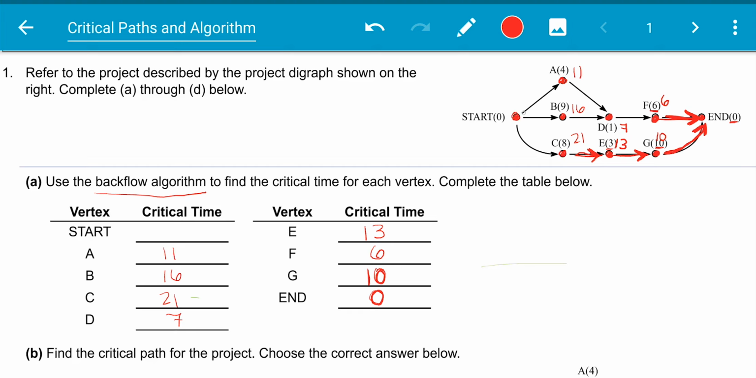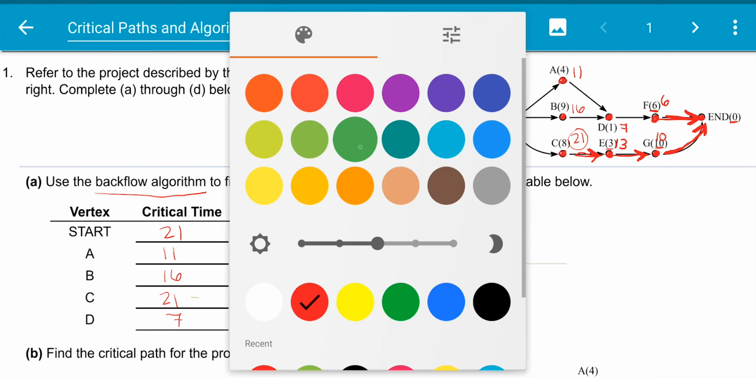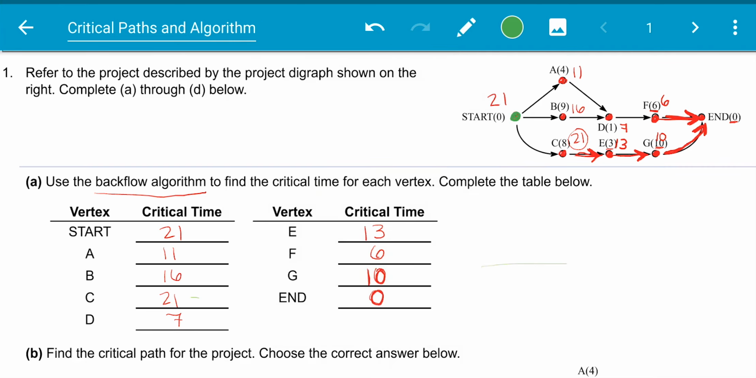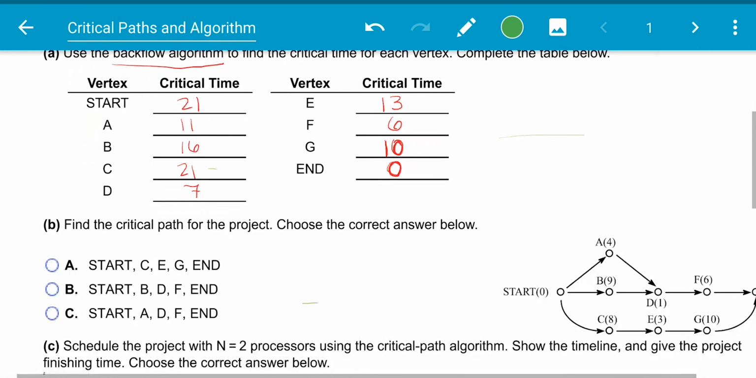Now, when we're at start, we have 3 different numbers: 11, 16, and 21. We're going to choose the critical time, the one that takes us the most time to complete. So if we were to go through and do all of these with the most amount of processors, it would take us a max of 21 because that's our largest number. So 21 is our critical time for the entire project. So where is our critical path? If I were to ask for the actual critical path, it would be from start to C, to E, to G, and then to end, because this is the longest path.